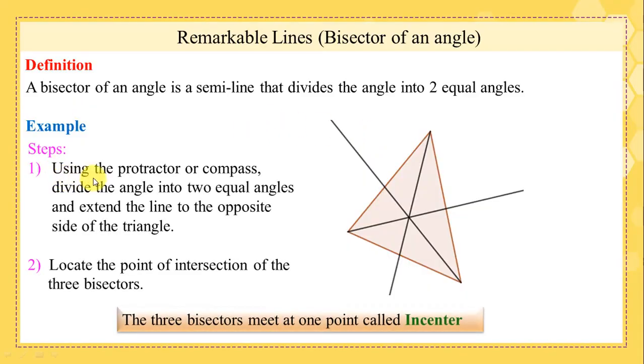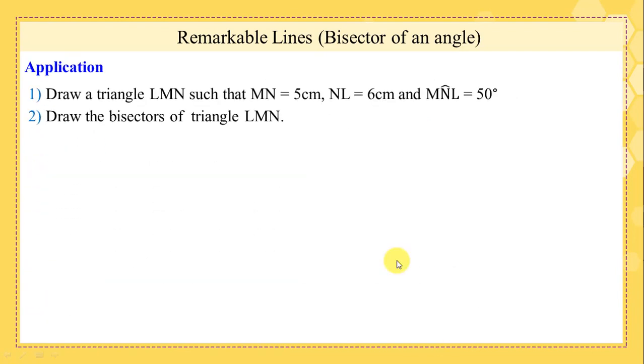Steps. 1. Using the protractor or compass, we divide the angle into 2 equal angles and we extend the line to the opposite side of the triangle. 2. Locate the point of intersection of the 3 bisectors. The 3 bisectors meet at one point called the incenter. Application. 1. Draw a triangle LMN such that MN equals 5 cm, NL equals 6 cm, and MNL equals 50 degrees. 2. Draw the bisectors of triangle LMN.